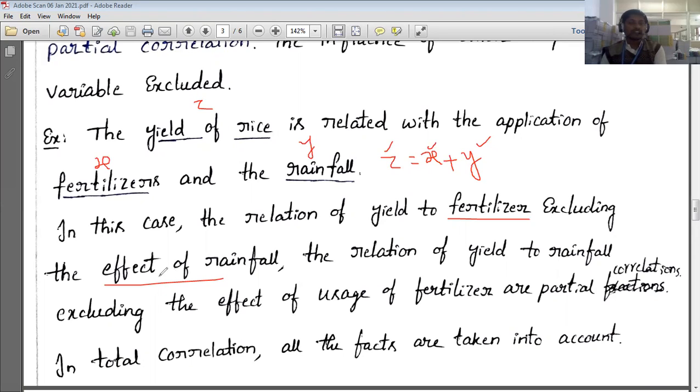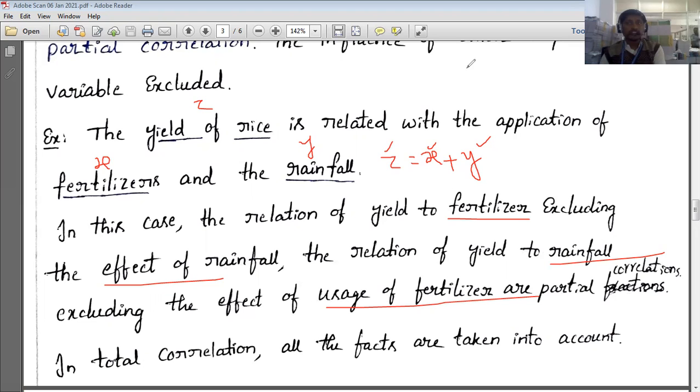I am not discussing the effect of rainfall. Then we will say that the partial relation of yield to rainfall, excluding the effect of fertilizers, is a partial correlation. It means I am not discussing fertilizers, I am discussing only rainfall. Then we'll say that those are partial correlations.